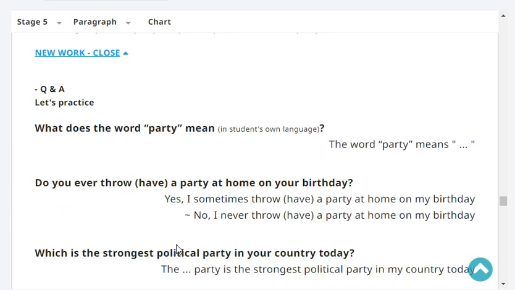Let's practice. What does the word party mean in Japanese? The word party means party, or to. Ah, very good.